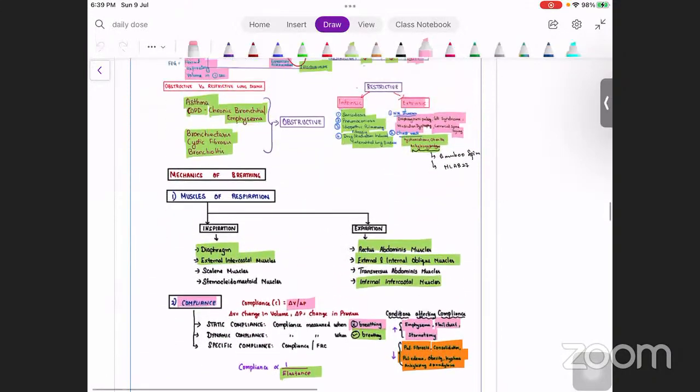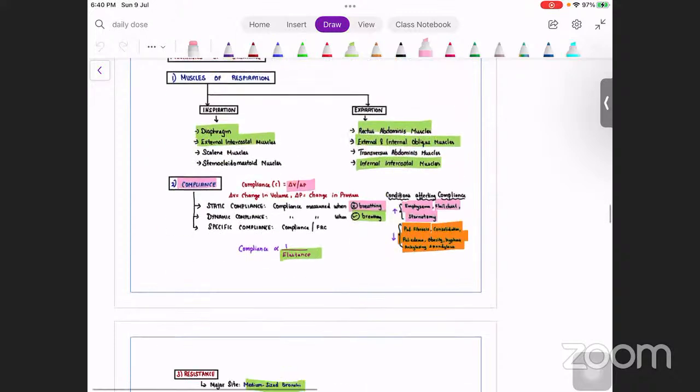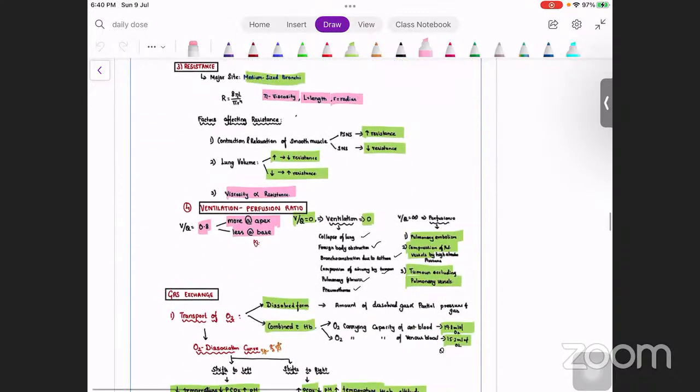Apart from that, lung volumes. Total lung capacity is the combination of all 4: ERV, IRV, RV, and TV. And normal FEV1/FVC ratio is 80%. As per Tiffeneau's law, a decrease to less than 80% indicates obstructive lung disease. And mechanics of breathing, we already discussed in the anatomy. Resistance, major site is medium-sized bronchi. R is equal to 8 rho L divided by pi R to the power 4, where rho is viscosity, L is length, and R is the radius.